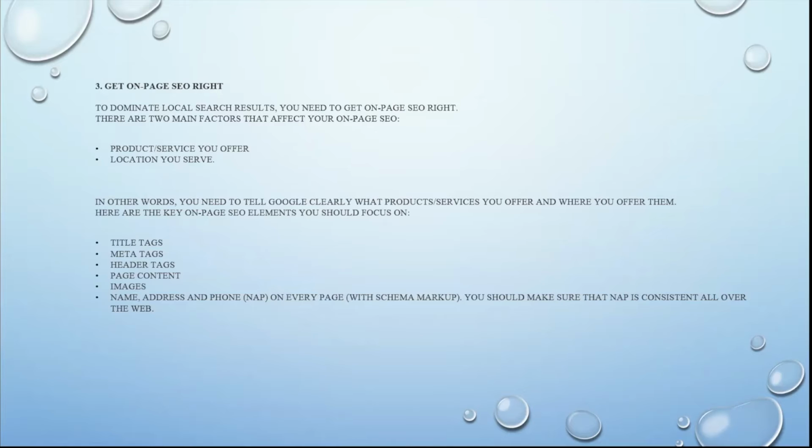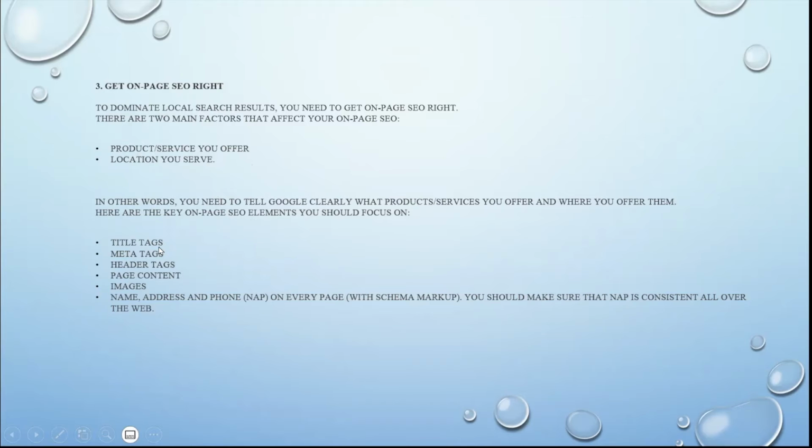Now, how to get on-page SEO right, how you know that it's the right way to do it. To dominate the local search results, we need to get on-page SEO right. As I've told before also, the two main factors that help you give the best results: first, the name should have the service that you offer and where it is. In other words, if you want to tell Google, your customers who are searching for you on Google, what you're doing and where you are, these are the key elements that you should focus on.